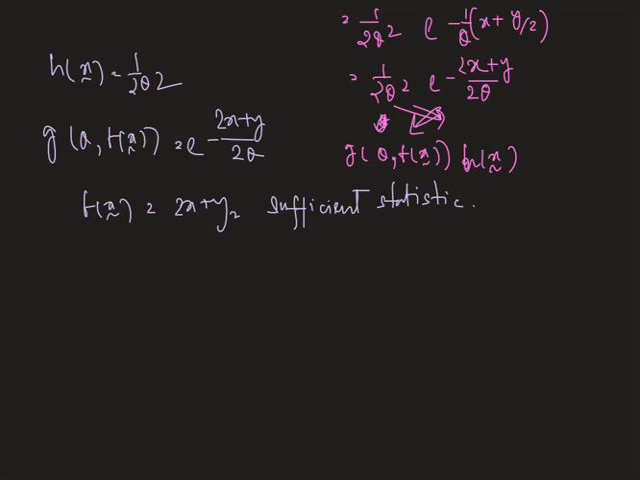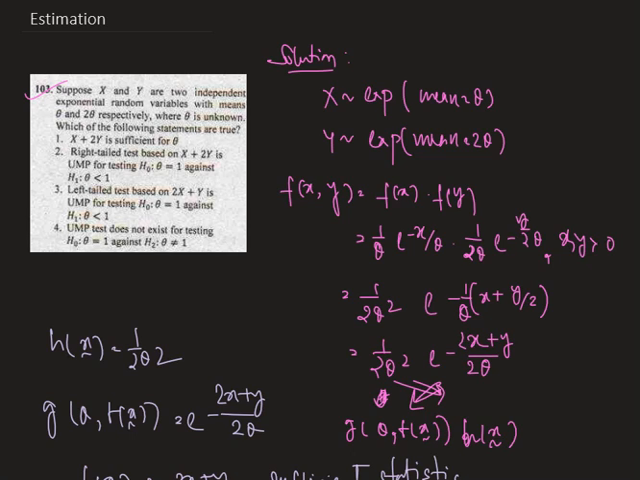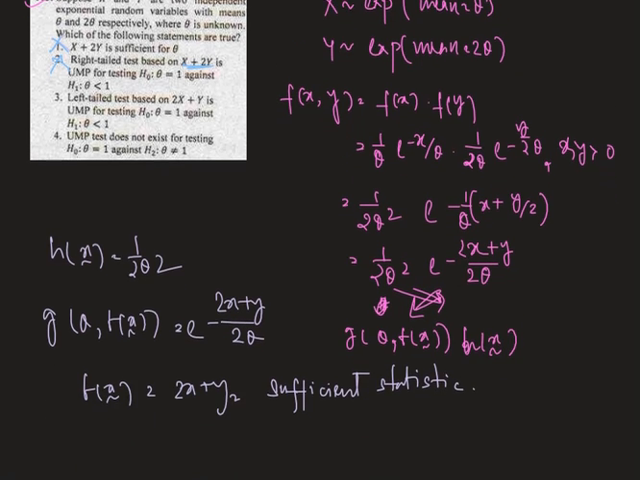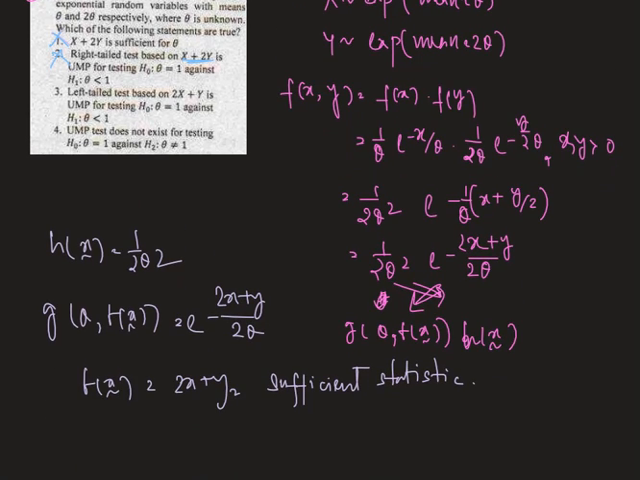Okay, so the first option is wrong. Now let's check the next option, that right tail test based on x plus 2y is UMP. As x plus 2y is not a sufficient statistic, so we do not get any UMP test. Hence option 2 is also wrong. Now we need to check whether option 3 is right or not.